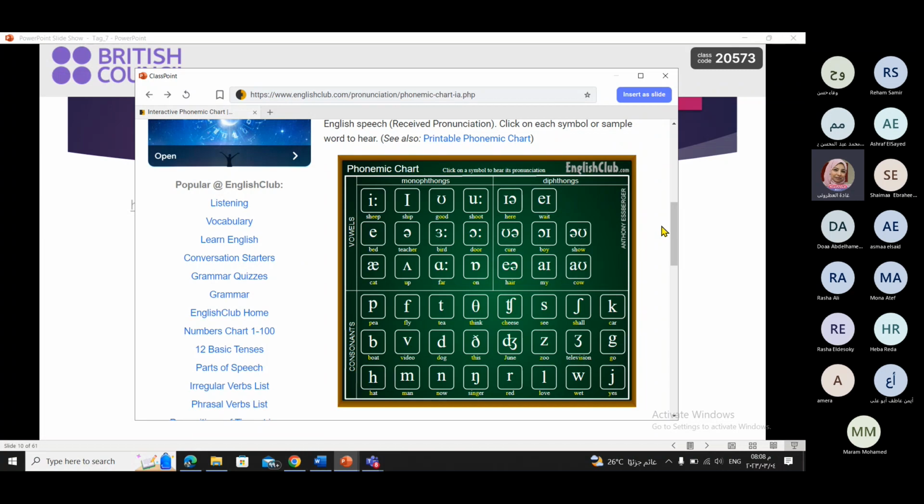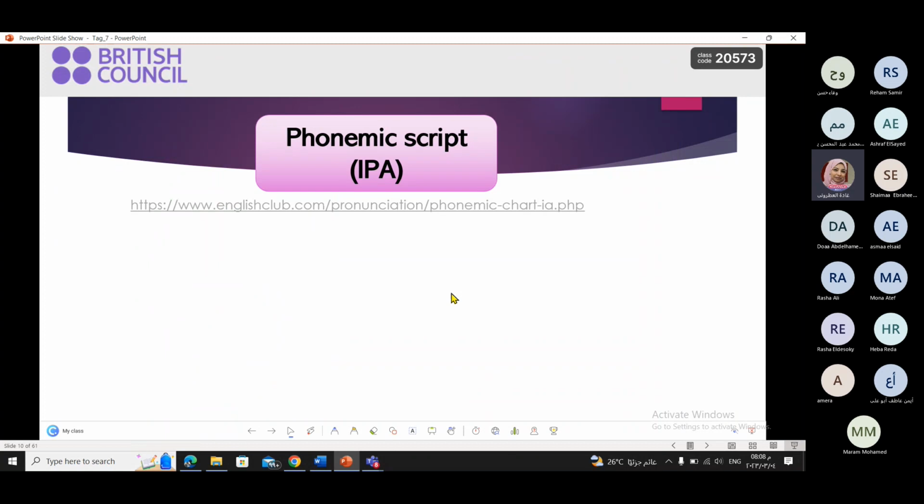pronunciation. Of course, we cannot present all these sounds, all these phonemes at the beginning, especially when we are teaching beginners, but we can refer to some of them in specific situations. And as long as you present these phonemes and use this phonemic chart, students will be familiar with these sounds, so they learn more and more about how they can pronounce the words correctly.